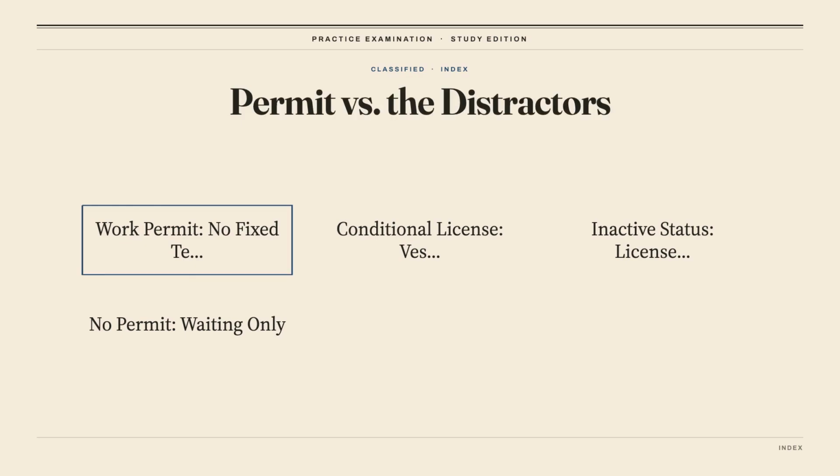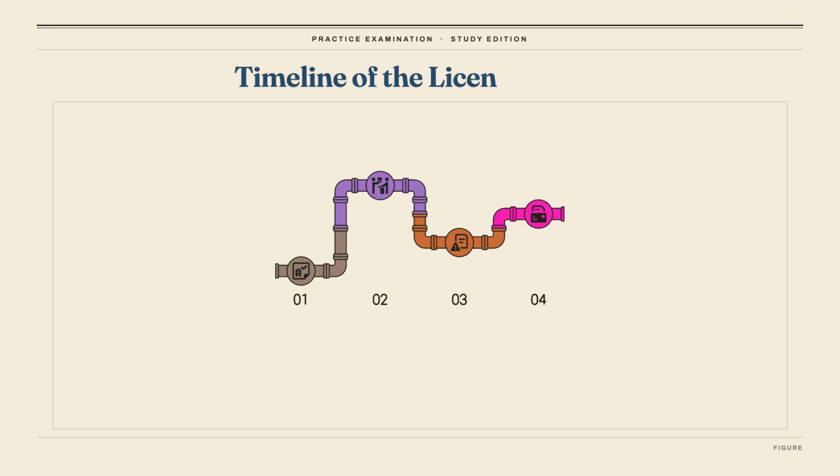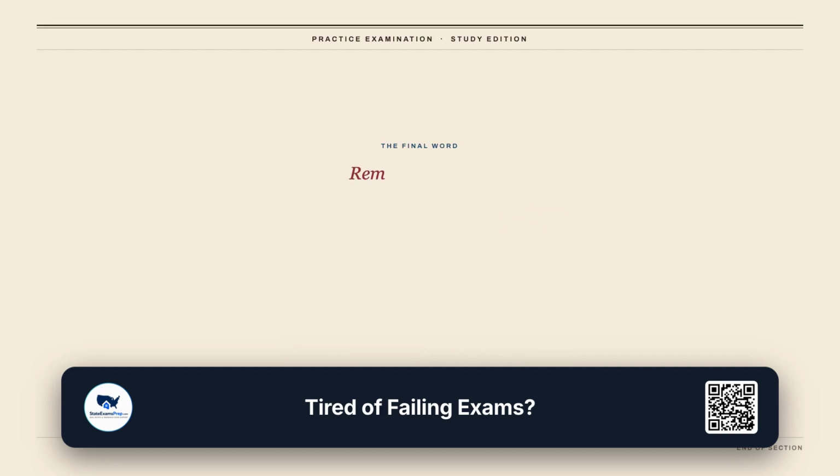A conditional license would run for a set period and give the holder a vested right, which is the opposite of this arrangement. Inactive status is something a licensee chooses when not practicing, authorizing no activity at all, while assuming nothing exists until the license issues ignores that the legislature expressly solved this problem. Picture the applicant's timeline: exam passed, application filed, then a gap before the license is printed. The temporary work permit sits in that gap, bridging it, always subject to the Commission pulling it back the moment something in the file raises a concern.